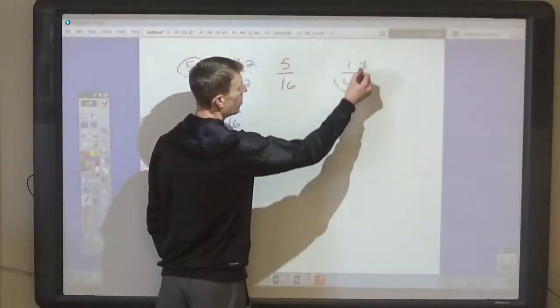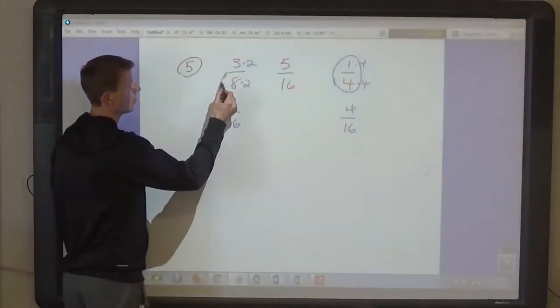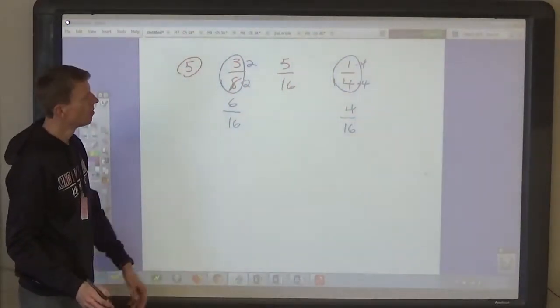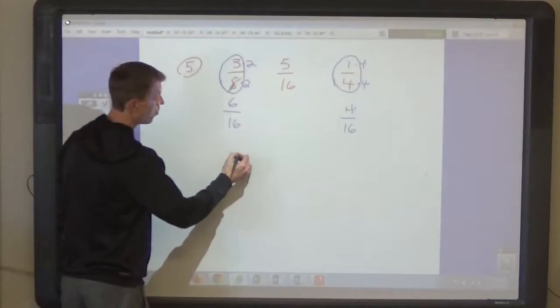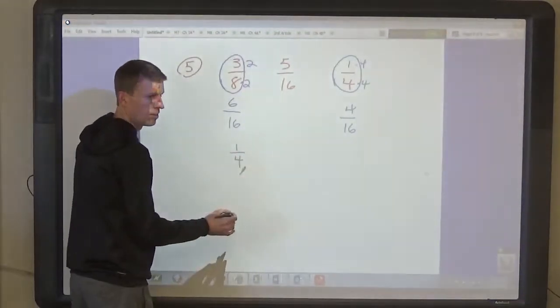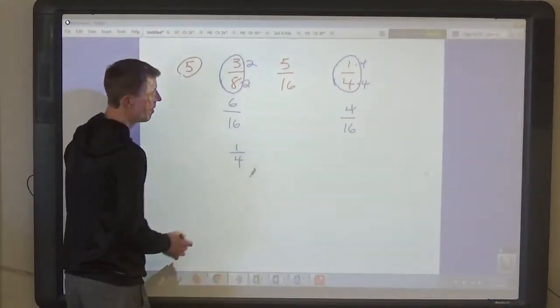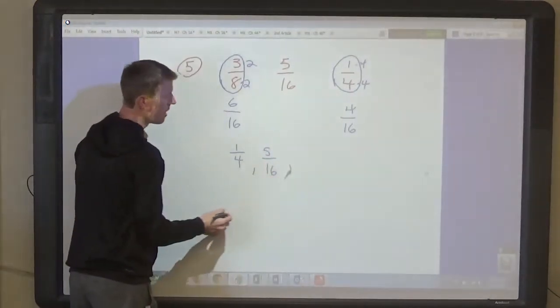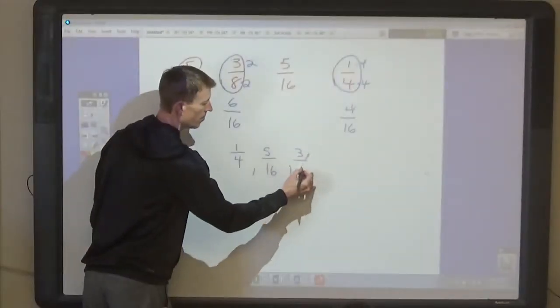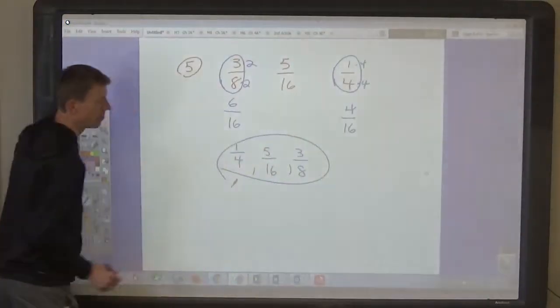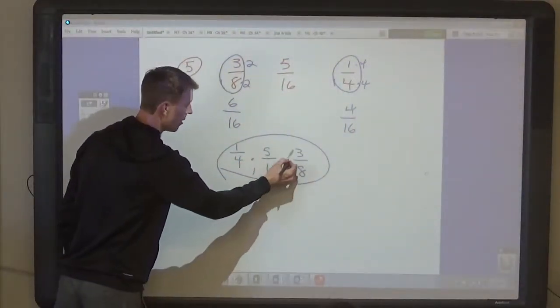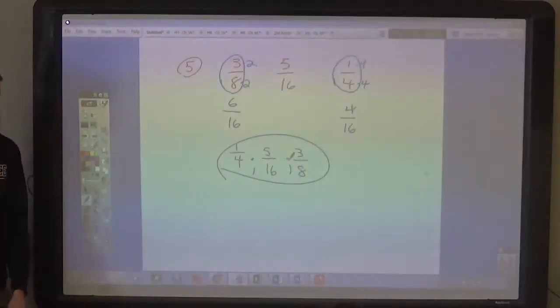Now we have to rewrite them from least to greatest, and use the original numbers. Okay? So now, we use 1 fourth. 1 fourth is less than 5 sixteenths, which is less than 3 eighths. So this is how you write your answer. These are commas in between. You can also put a semicolon in between.